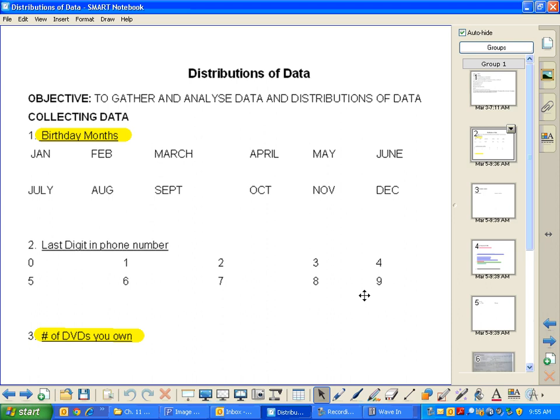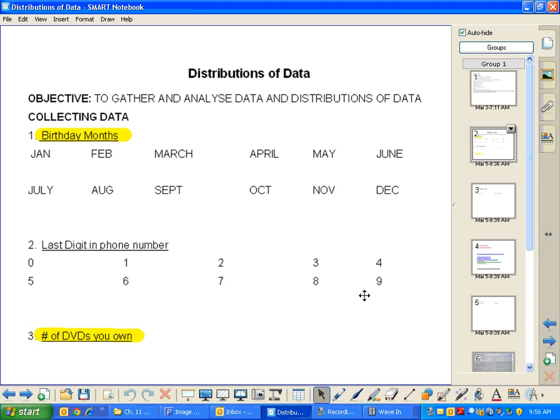So we're doing two things. We're going to make histograms, and then we're going to fit them to a shape of a distribution. And that's what we're talking about in today's lesson. But before we go ahead and make these histograms, I need some data. I need to know the month you were born in. And you can go ahead and copy this information down.